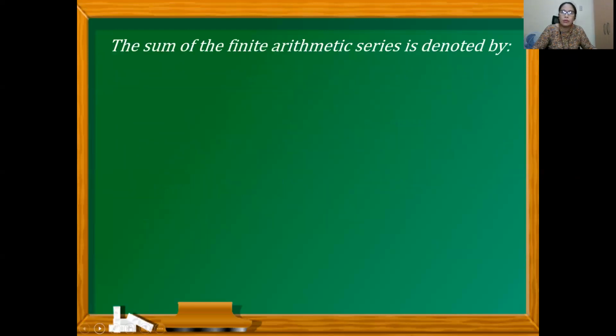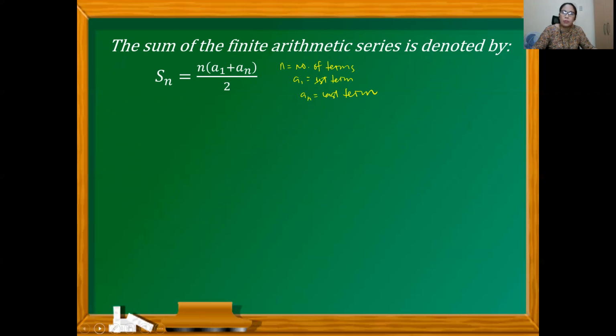So how do we calculate the sum of a finite arithmetic series? This is denoted by S sub n equals n times the quantity a sub 1 plus a sub n, all over 2, where n is the number of terms, a sub 1 is the first term, and a sub n is the last term. Okay.